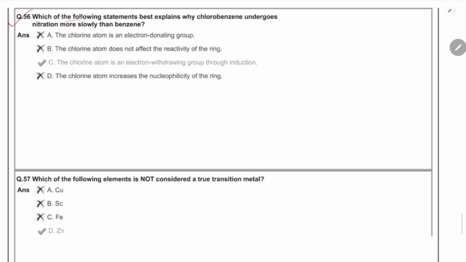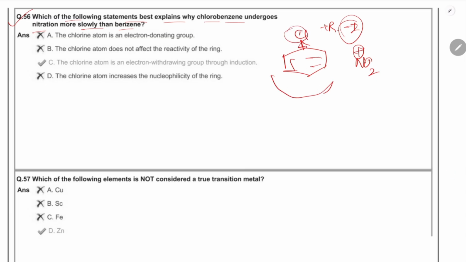In question number 56, which of the following statements best explains why chlorobenzene undergoes nitration more slowly than benzene? In chlorobenzene, Cl has +R and -I effect. So due to the -I effect, it is deactivating the ring system, because it pulls all the electron density towards itself. So that's why for electrophilic substitution like NO2+ to attack, you need more electron density in the ring system, but chlorine deactivates the ring, so the rate is slow in comparison to benzene.